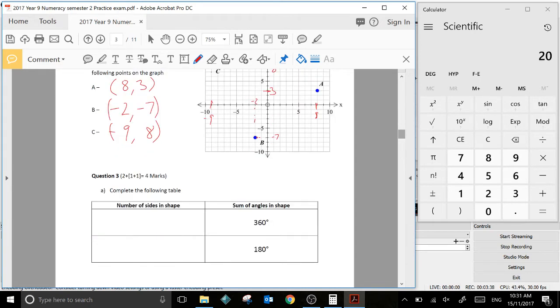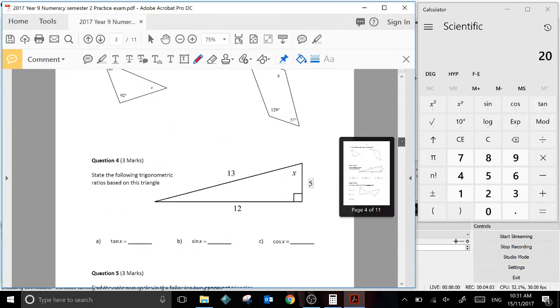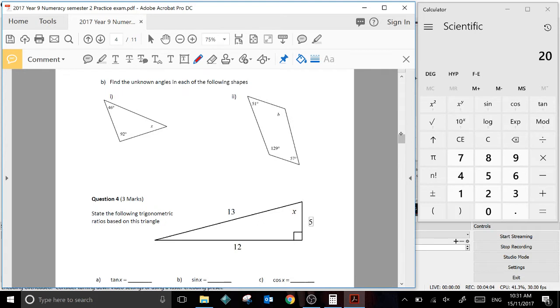Table, the number of sides in this shape versus the sum of the angles in the shape. Right, well, if the angles add up to 360, can we think of a shape that has angles add up to 360? I know a square does, with 4 right angles, and that obviously has 4 sides. Sum of angles in a shape, well, triangles are the ones that add up to 180, and triangles have 3 sides. So can we then go on and do this question, find the unknown angles?